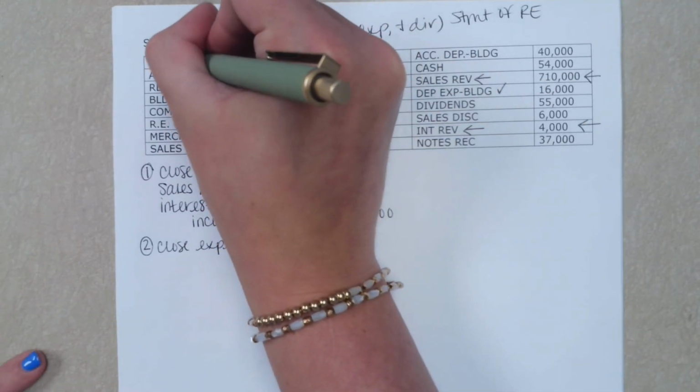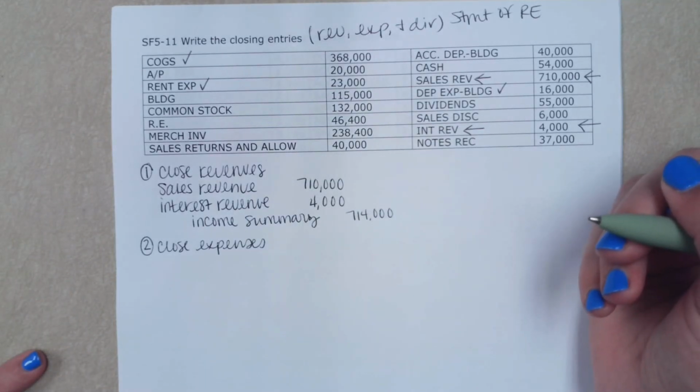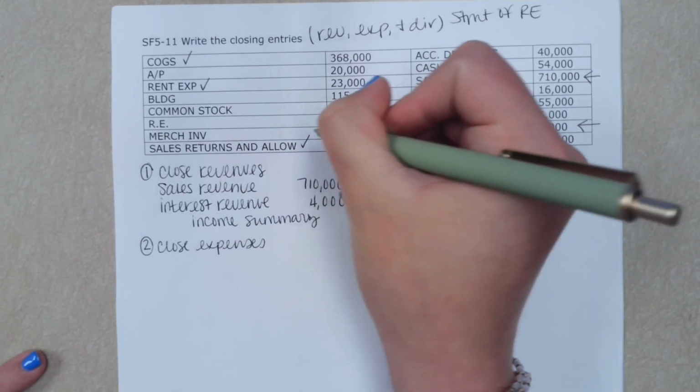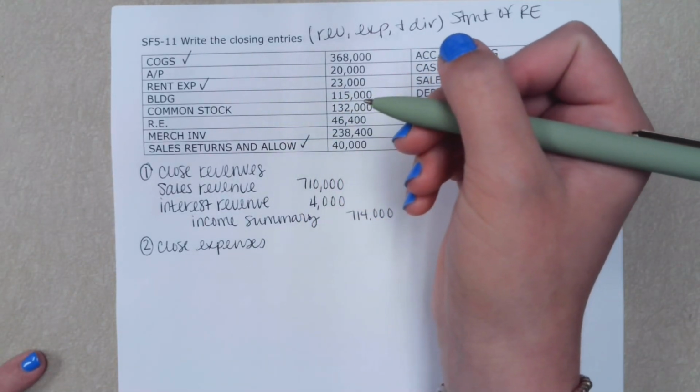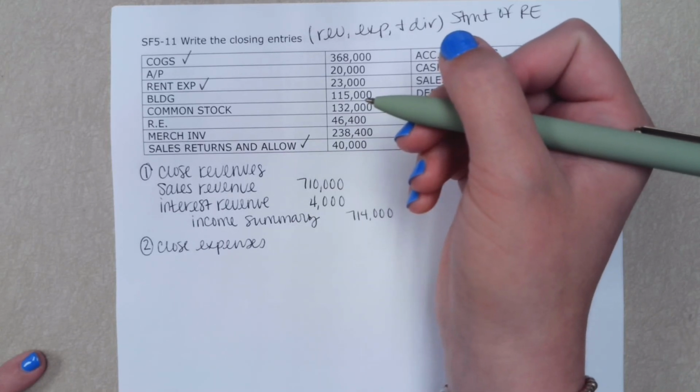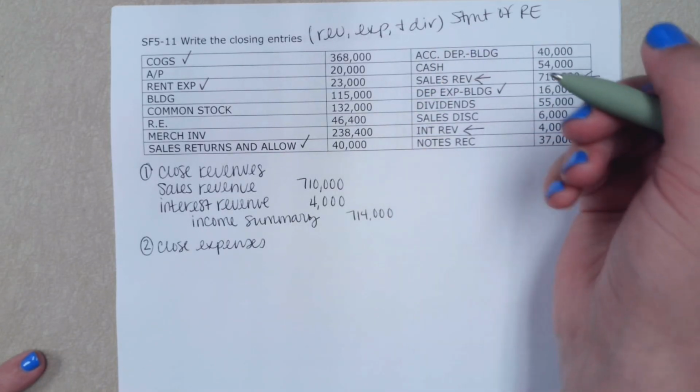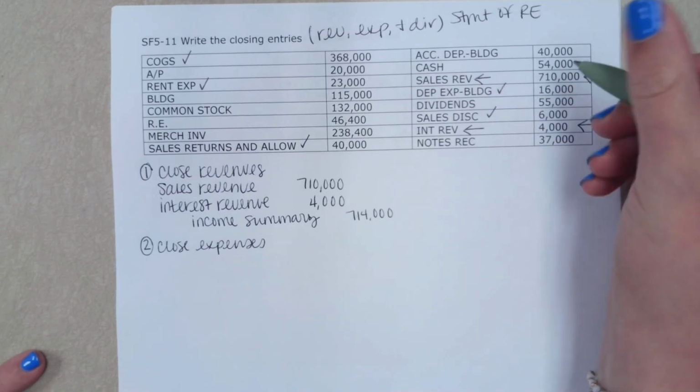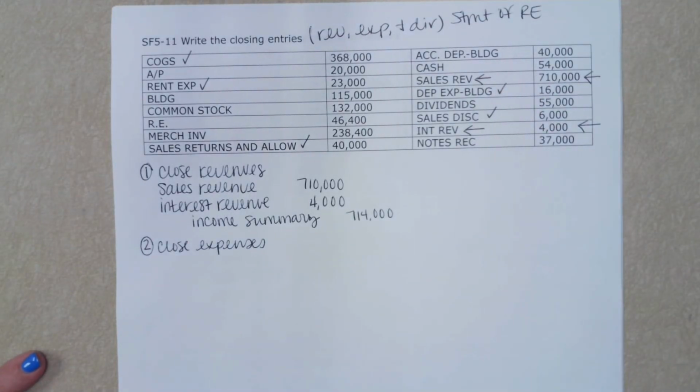If you remember, I told you cost of goods sold is another expense. Sales returns and allowances is a contra to revenue, so therefore it's treated as an expense, as is sales discount. So everything with the check mark is going to be treated as an expense even if it does not end in the word expense itself.